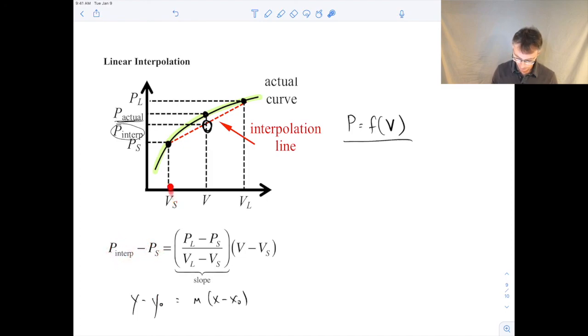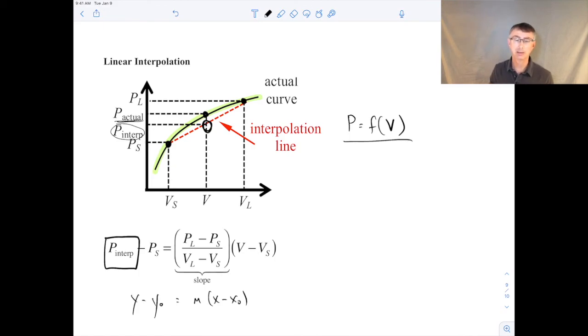This is the small value here. Instead of x, I have the value, which is what this is. So this is the value I'm trying to find the property at, minus the small value here. So that's the x naught. And then the slope of that line will just be the rise over the run. So it'll be P_L minus P_S. That's the rise. And the run would be V_L minus V_S. So that's my slope, M. And so in order to find the interpolated value, I would just solve this equation specifically for that. So that's what linear interpolation is.